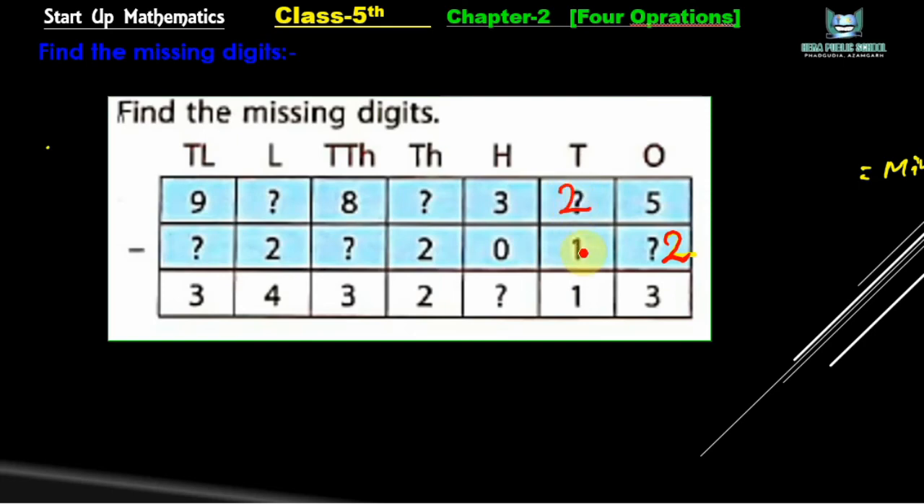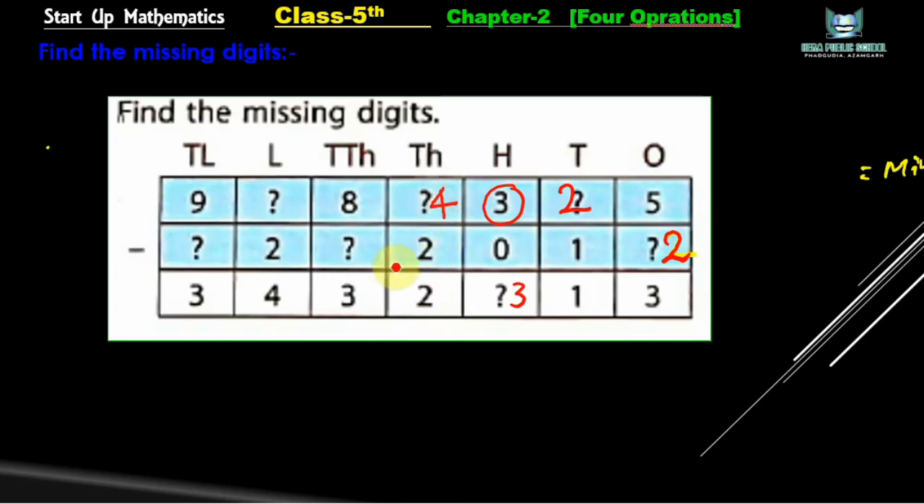From which number do we subtract 1 so that we get 1 in the answer? So what answer will we get, beta? Your answer is 2. And if we subtract 0 from 3, what will we get? We will get the same digit, that is 3. From which number do we subtract 2 to get 2? That is 4. 4 minus 2 is equal to 2.